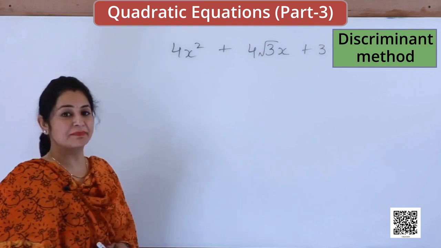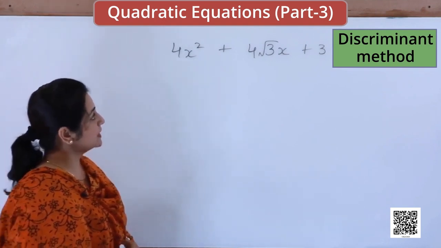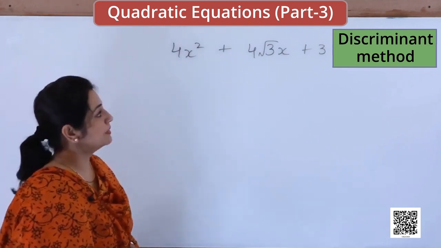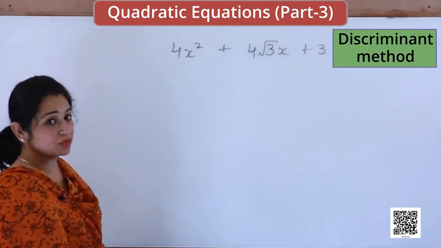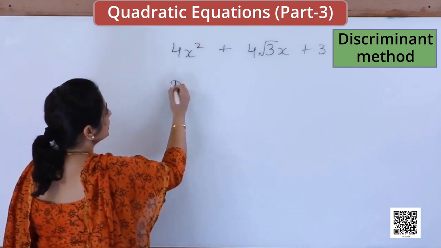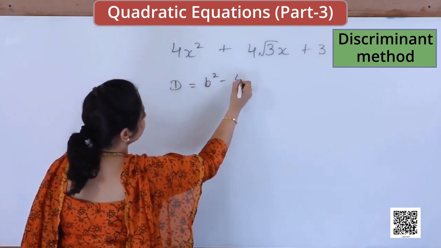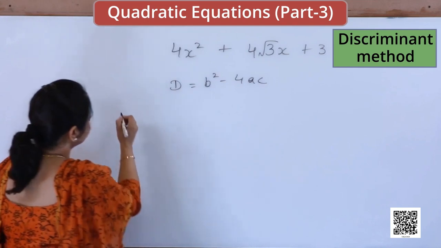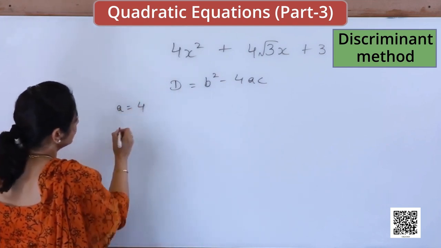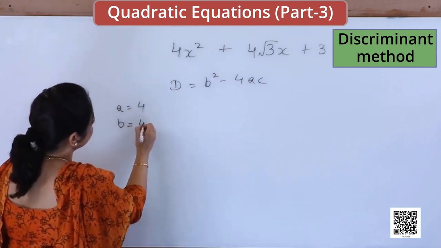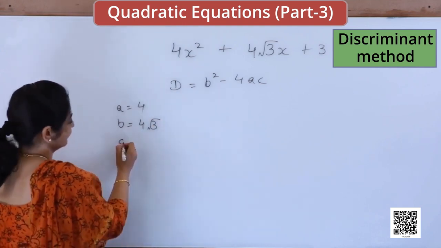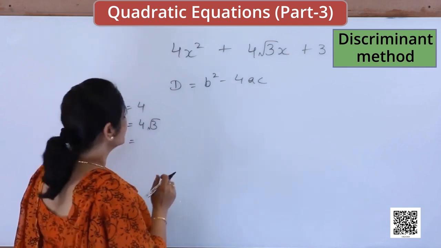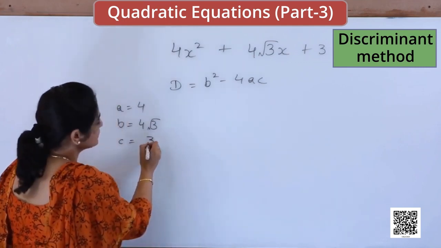So our next example is 4x square plus 4 under root 3x plus 3 equals to 0. Now to solve this, first we need to find out the discriminant. D equals to b square minus 4ac. Here the value of a is 4, value of b is 4 under root 3. I hope you are not afraid of it. There's nothing to be like that, it's so easy. And the value of c is 3 here.